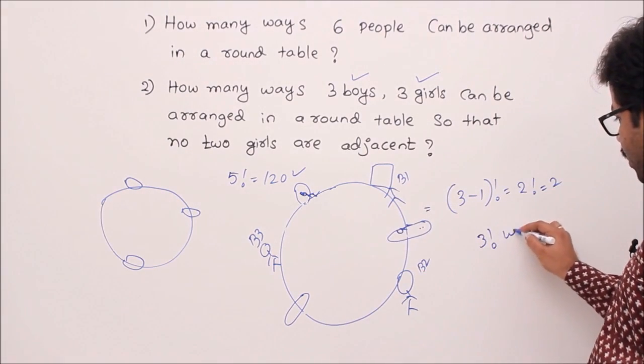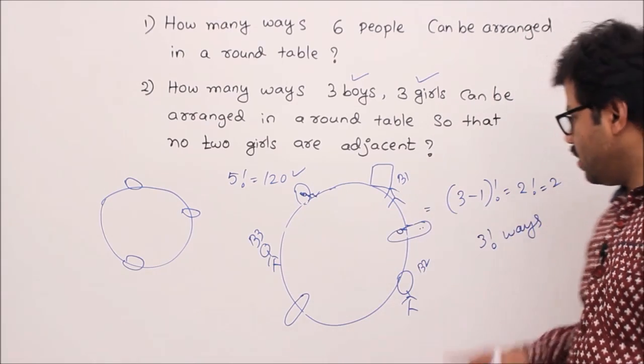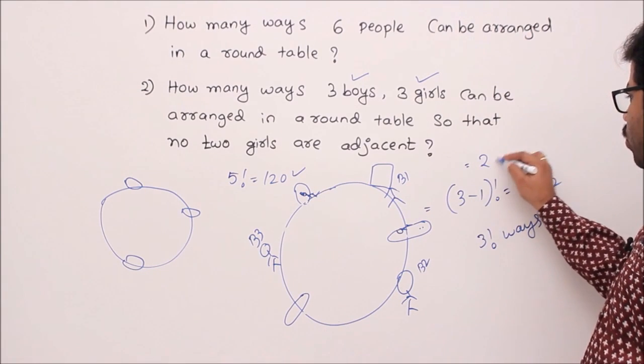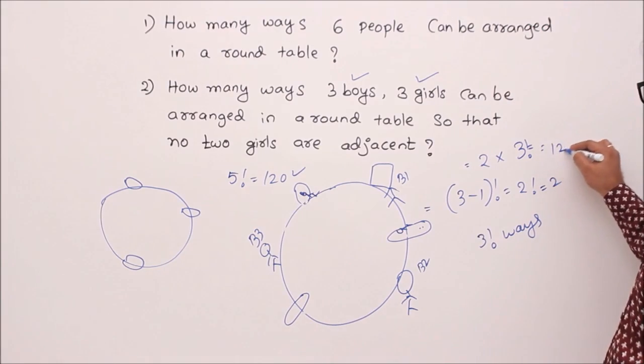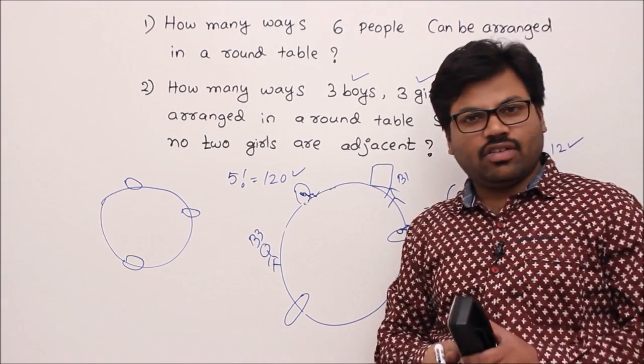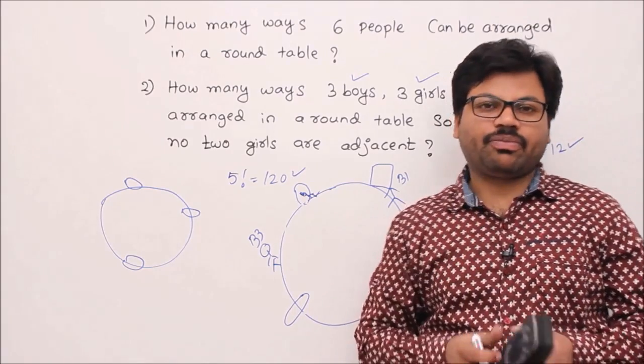So 3 factorial ways. So finally, according to the product rule, the total number of arrangements of boys into arrangements of girls will become 2 into 3 factorial, which is nothing but 12. So the answer for this one is 12. Okay, not 4.